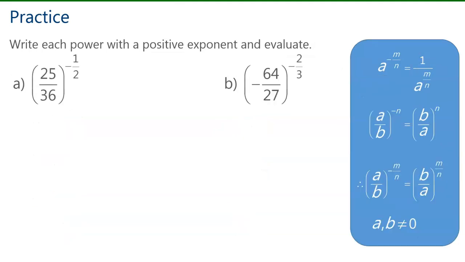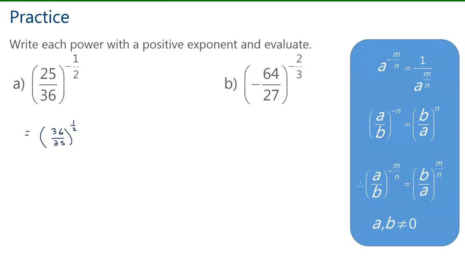Let's look at some examples with rational bases and rational exponents. So let's look at a. 25 over 36 to the -1/2. We can just simply flip this over. 36 all over 25, the reciprocal of the base, and change this to a +1/2.